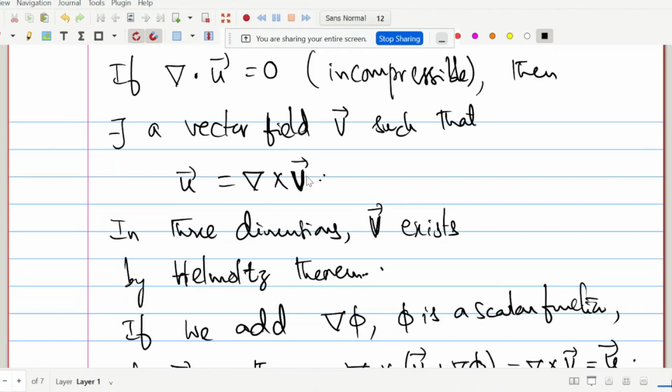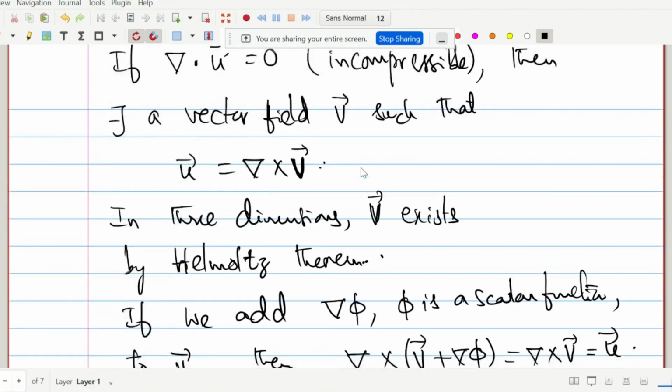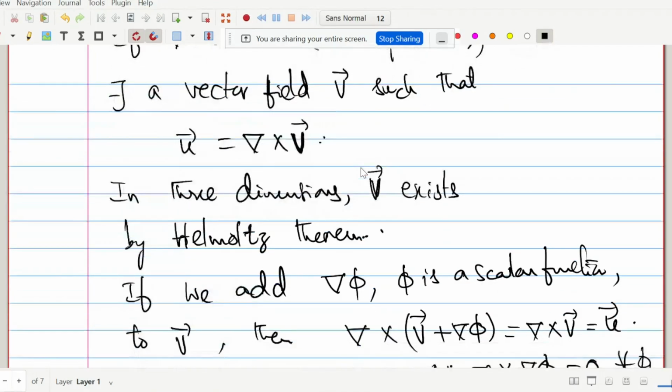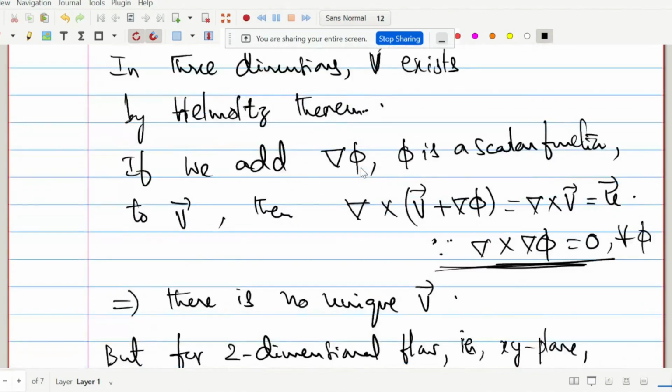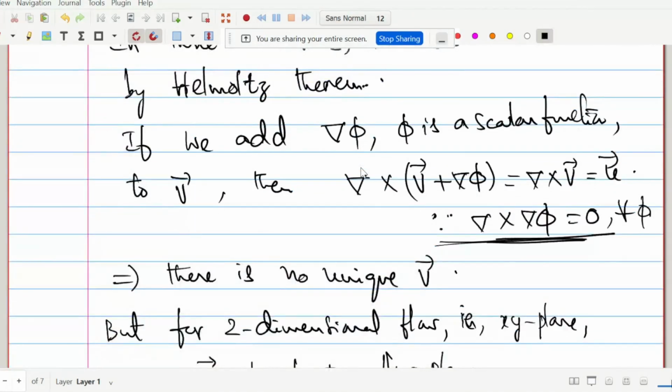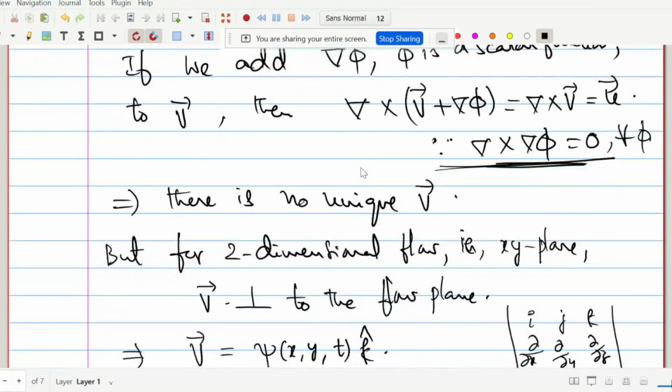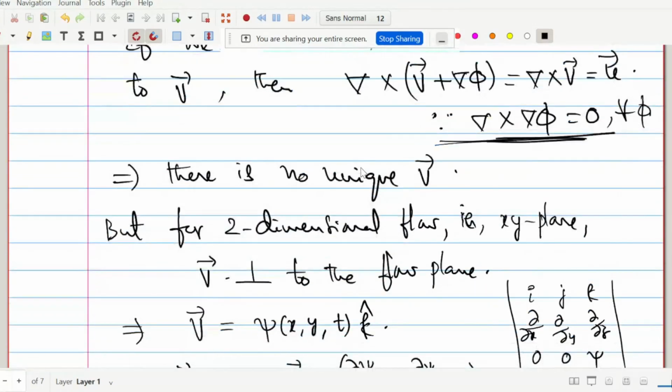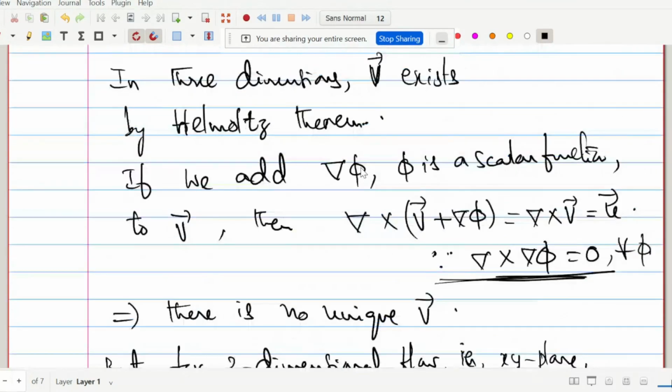So in 3 dimensions, the problem is you can't work with this. You can't make any progress. So we left it there. Okay, so it exists, but it is not unique. But if you do it in 2 dimensions, what is this V?